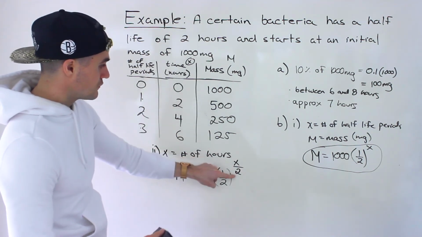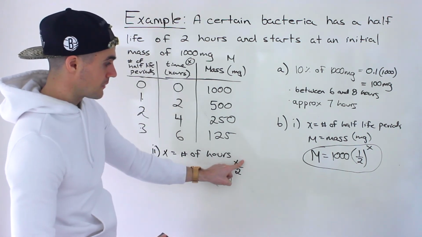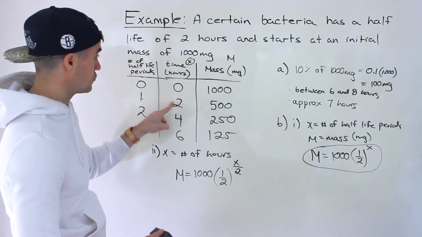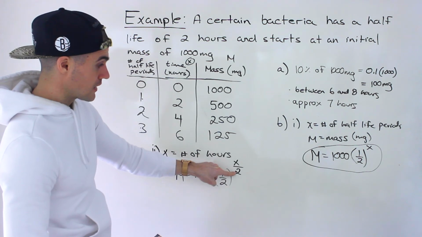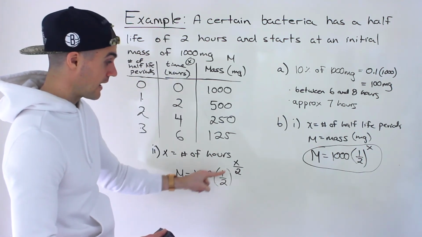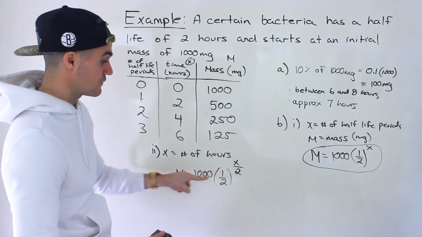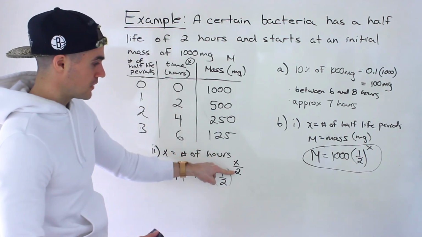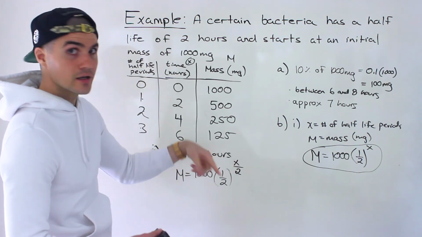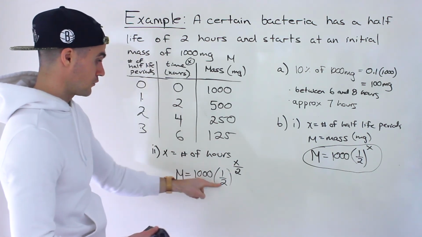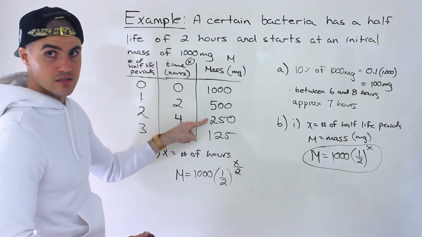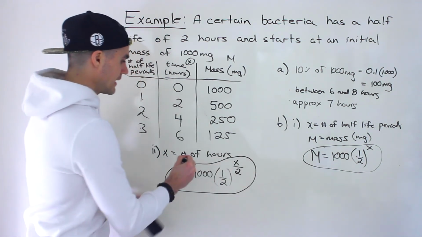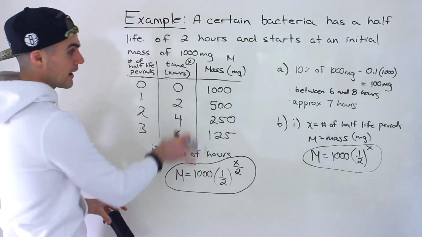If we plug in 0, 0 divided by 2 is 0, 1/2 to the power 0 is 1, times 1,000 gives us 1,000. What if we plug in 2? 2 hours, 2 divided by 2 is 1, 1/2 to the power of 1 is 1/2, times 1,000 gives us 500. If we plug in 4, 4 divided by 2 is 2, 1/2 to the power 2 is 1/4. 1/4 times 1,000 gives us 250. So that's what the equation would be if we let x be the number of hours.